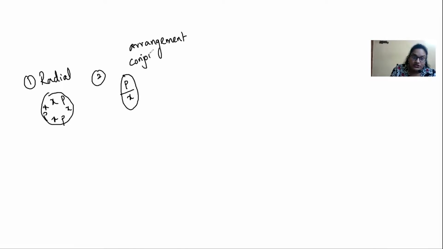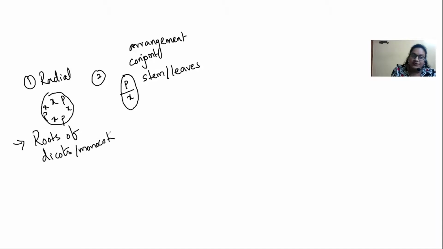These conjoint are mostly seen in the stems as well as leaves. And remember, children, radial is mostly found in the roots of dicots as well as monocots. In the roots of dicots and monocots we can see the arrangement as radial, whereas in the stems and leaves they are present as conjoint.